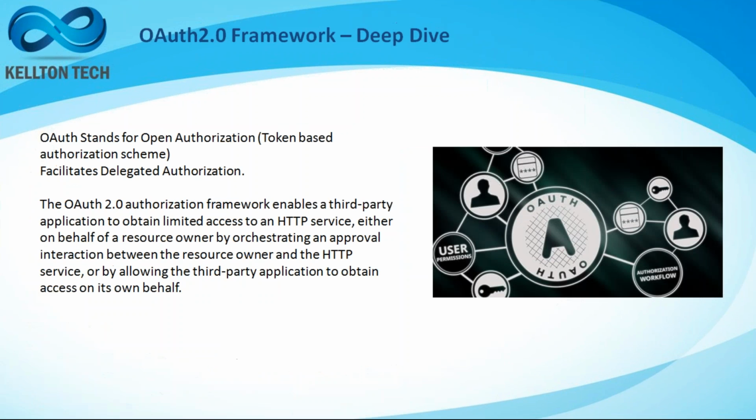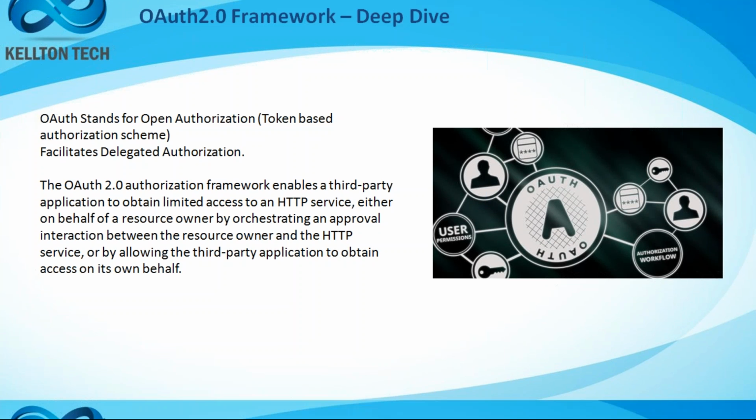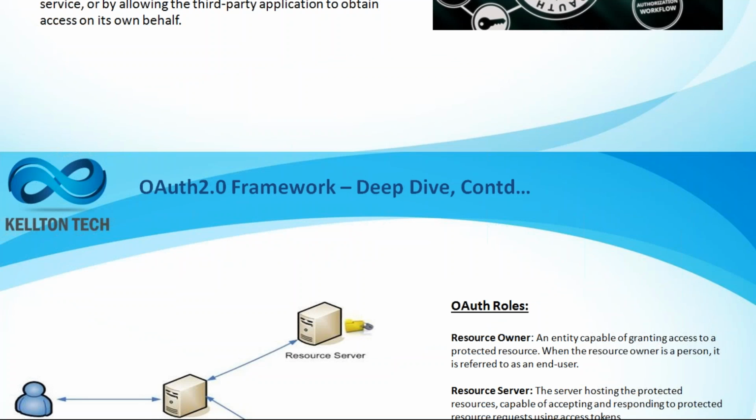So, introducing the OAuth 2.0 framework, we are going to talk a bit more about this API security mechanism. OAuth stands for Open Authorization, which is a token-based authorization scheme. It facilitates delegated authorization, and we are going to talk about what that is. Let me complete this slide before I get onto an example.